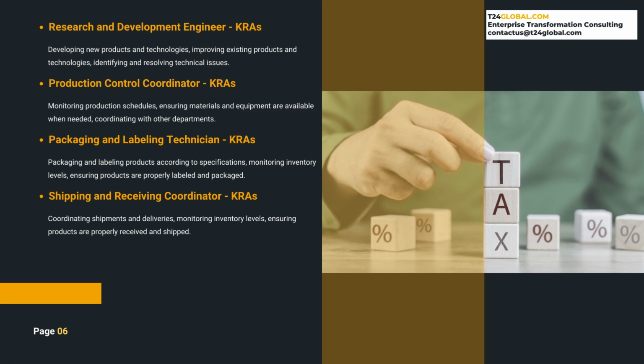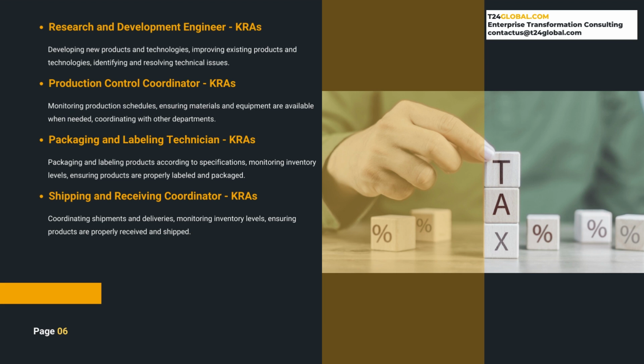Production Control Coordinator. The Production Control Coordinator is responsible for monitoring production schedules, ensuring materials and equipment are available when needed, and coordinating with other departments. KPIs for Production Control Coordinators include production schedule adherence, inventory turnover rate, and production cycle time. People who report to Production Control Coordinators include material handlers and machine operators. Some of the tools and technologies used by Production Control Coordinators include ERP systems, APS software, and capacity planning tools.